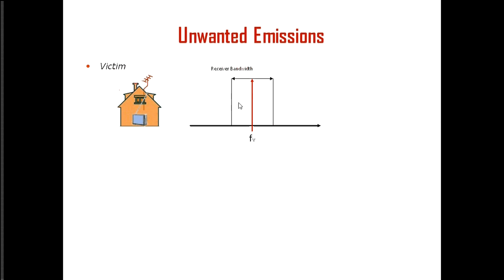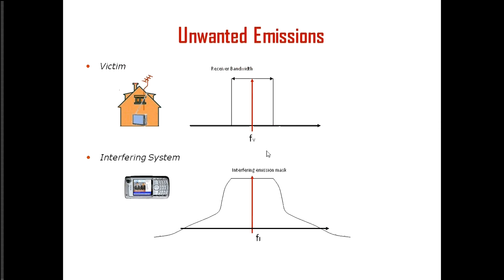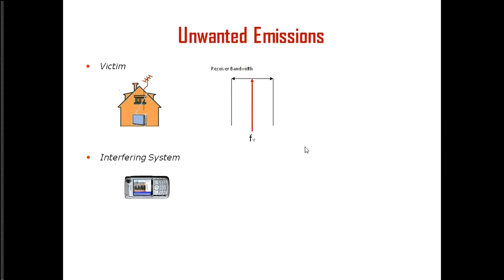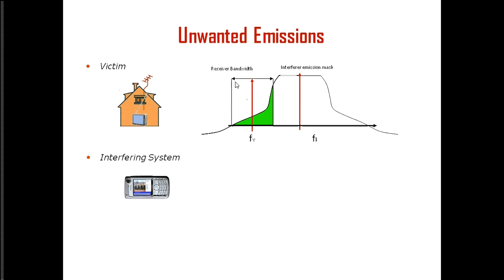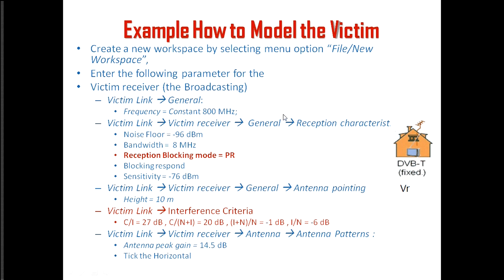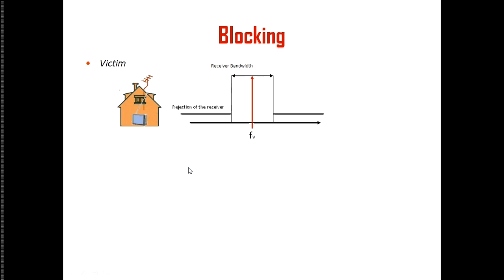So when you have your broadcasting receiver, for instance, receiving in this band, it receives everything here and is supposed to receive nothing here. Then you have the mobile, which is transmitting in an adjacent channel. So the mobile spectrum mask will fall into the receiver bandwidth, and the receiver will receive the unwanted emission. This is one part of interference. On the other side, from the receiver's perspective, we also put in the receiver's noise floor, bandwidth, and so on. What's more important here is the receiver blocking and the interference criteria.